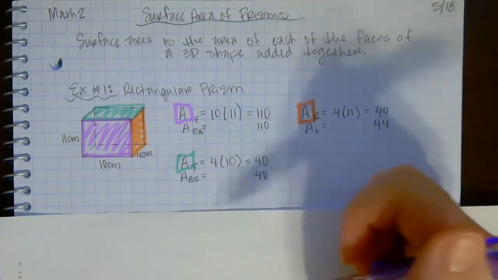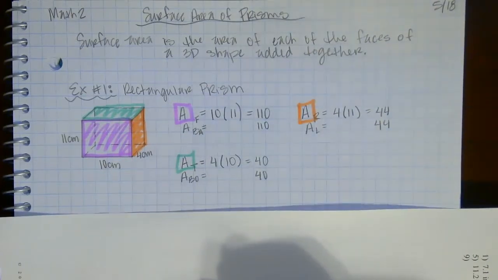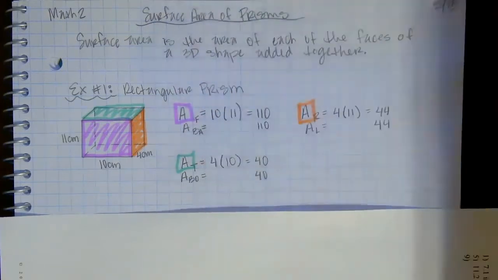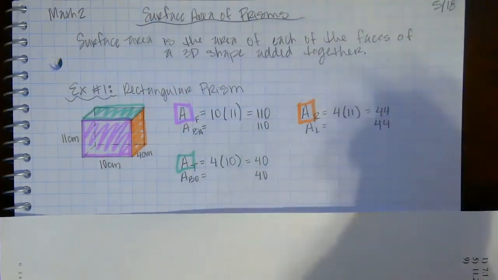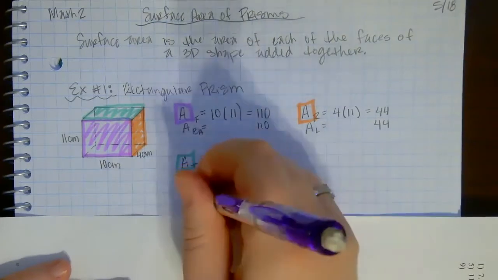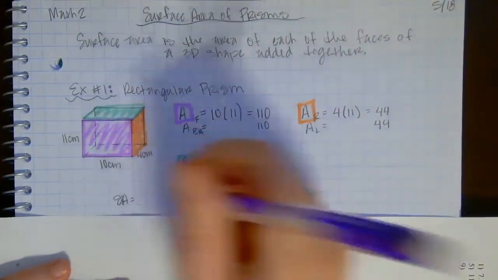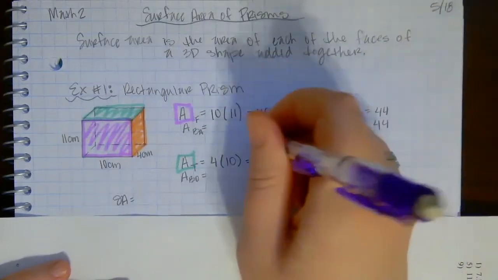Okay, so then I have 6 faces and I have 6 numbers. You should always have the same amount of numbers as you have faces. And these will come in handy because you can count how many faces you should have. Okay, and so to find the surface area, I'm literally just going to add them all up. That's it. So surface area, I'm going to add them all together.